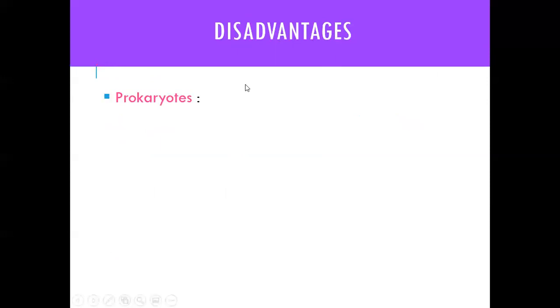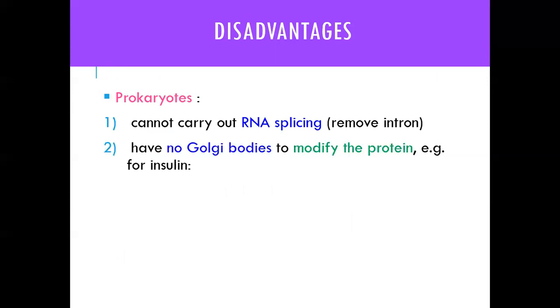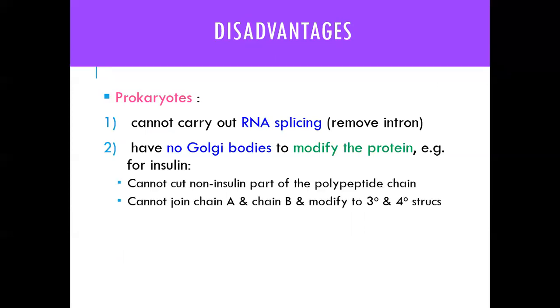Now, what is the disadvantage? As we already know, this is a recap, prokaryotes cannot carry out RNA splicing. So if you just give them the original human gene, which contains exons and introns, then prokaryotes cannot carry out RNA splicing, so they cannot remove the intron part. They also have no Golgi body, so they cannot modify the protein. It means joining the 2 chains together, letting the chain bend and fold into tertiary structure. So all these things cannot be done in prokaryotes.